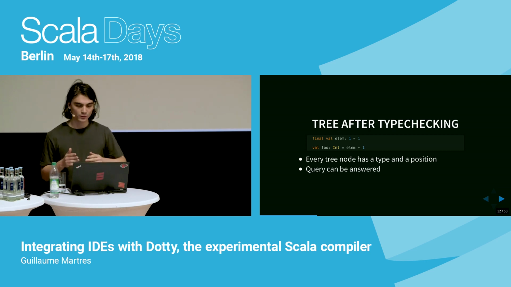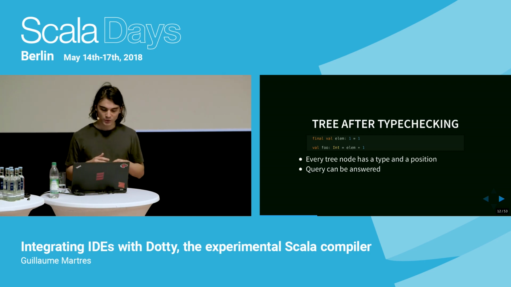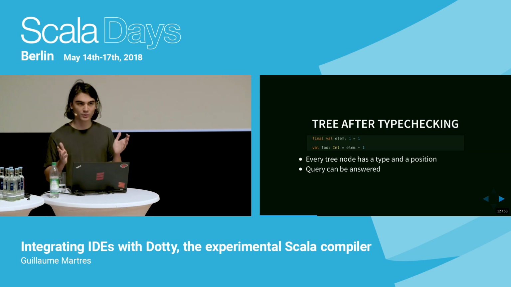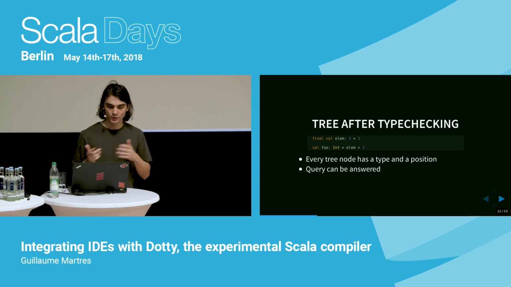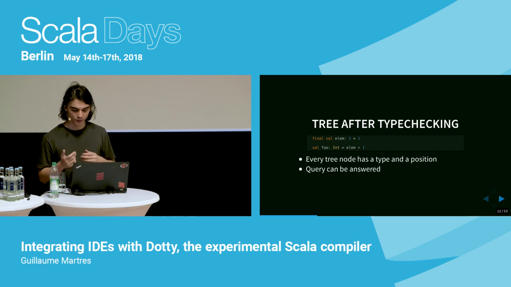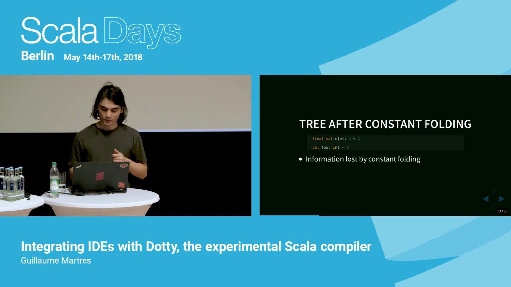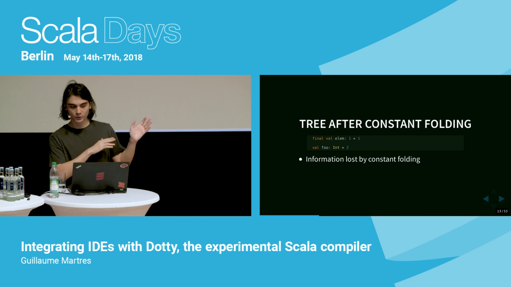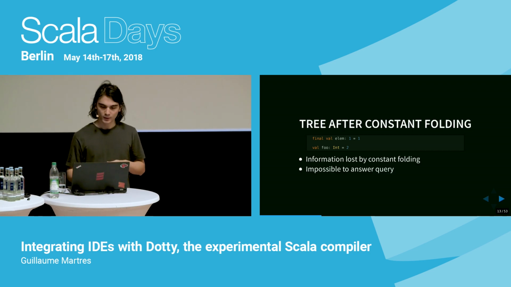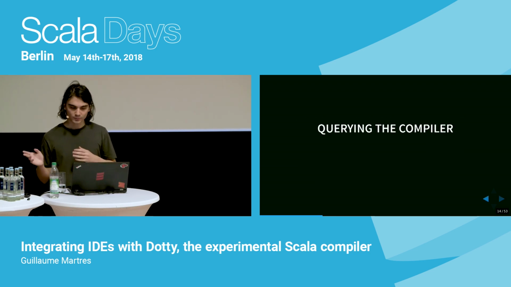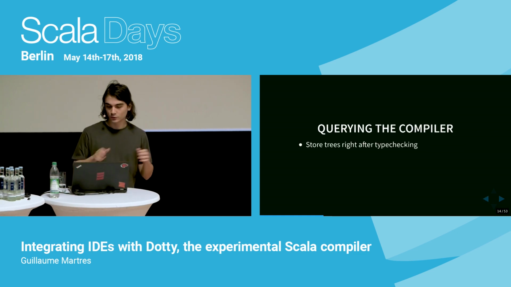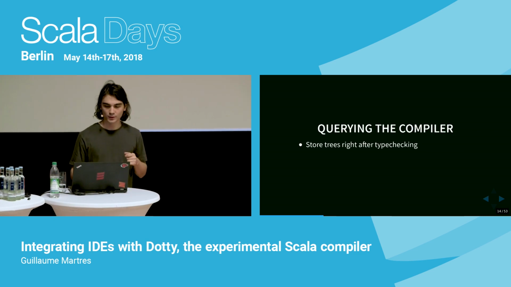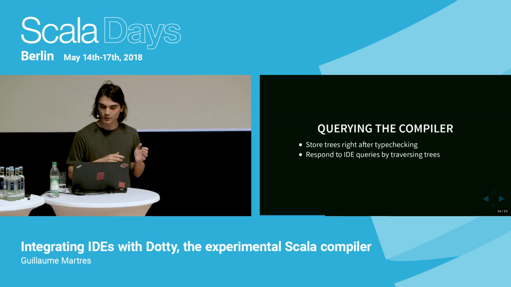So it's really important for IDE support that the output of the compiler type checker preserves as much information as possible that can then be used by tools like the IDE. And then we can, of course, simplify and remove this information, but only in later phases. So to recap, to query the compiler, you want to store the trees you get right after type checking, and you can answer IDE queries by traversing these trees.